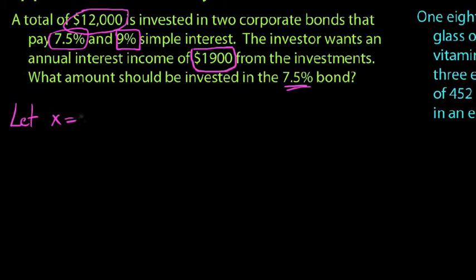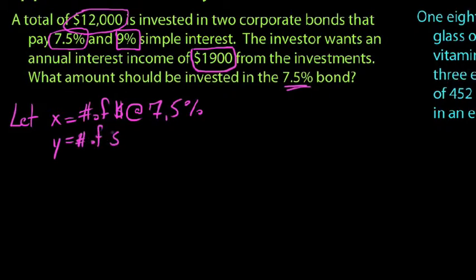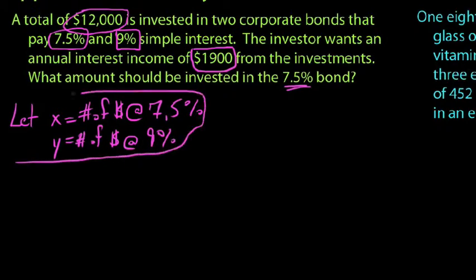So we say let x equal. It's very important that you write number of. Don't just write dollars, but number of dollars at 7.5% invested there. Let y equal number of dollars at 9%. So now we have these defined. Just know that if you were to define them backwards, you're still going to get the solution you're looking for. It's just going to change the way your graph looks if you were to graph these, and how you would solve it.